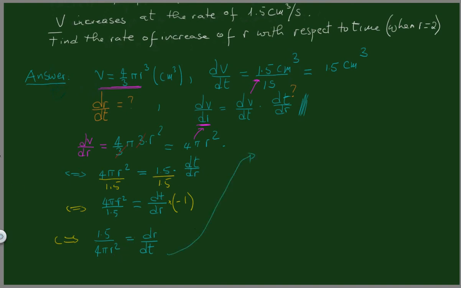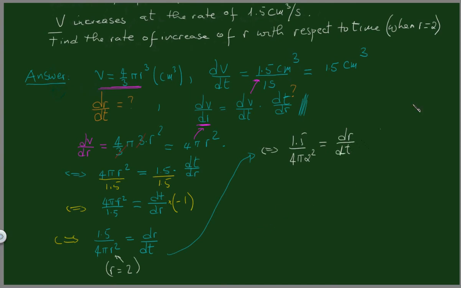Okay, so now we're almost done. Remember, the exercise said that r equals 2, so I'm going to just replace r equals 2. Let me go again. r equals 2 here inside, in the exercise, and that's going to give me 1.5 divided by 4 pi 2 to the 2 equals dr with respect to dt.